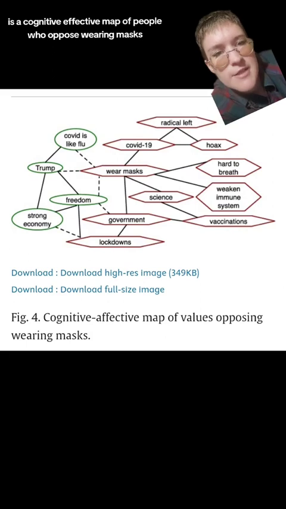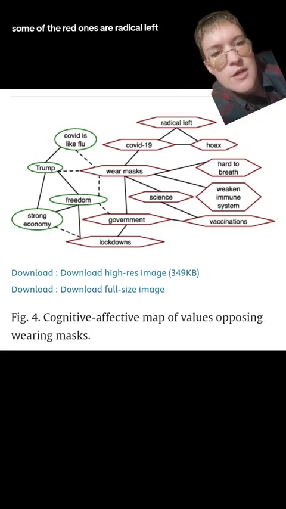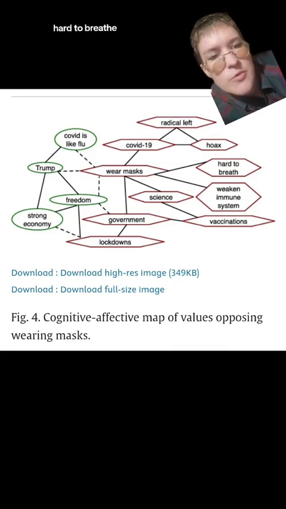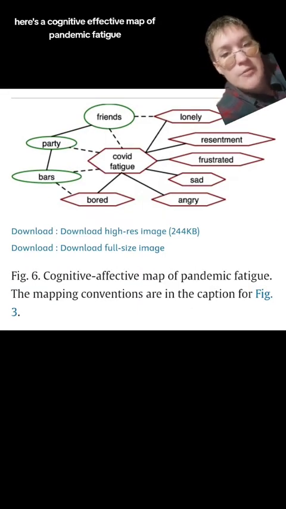This is the cognitive affective map of people who oppose wearing masks. In green is COVID is like the flu, Trump, freedom, strong economy. Some of the red ones are radical left, COVID-19, hoax, wear masks, science, hard to breathe, weakened immune system, vaccinations, government, and lockdowns. Here's a cognitive affective map of pandemic fatigue.